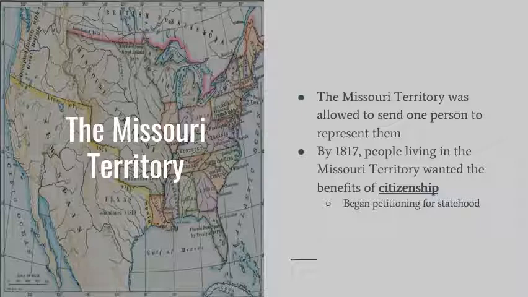Now, when the status of the Missouri Territory was taken up in the House of Representatives in early 1819, its admission to the Union proved to be no easy matter, since it brought to the surface a violent debate over whether slavery would be allowed in the new state.